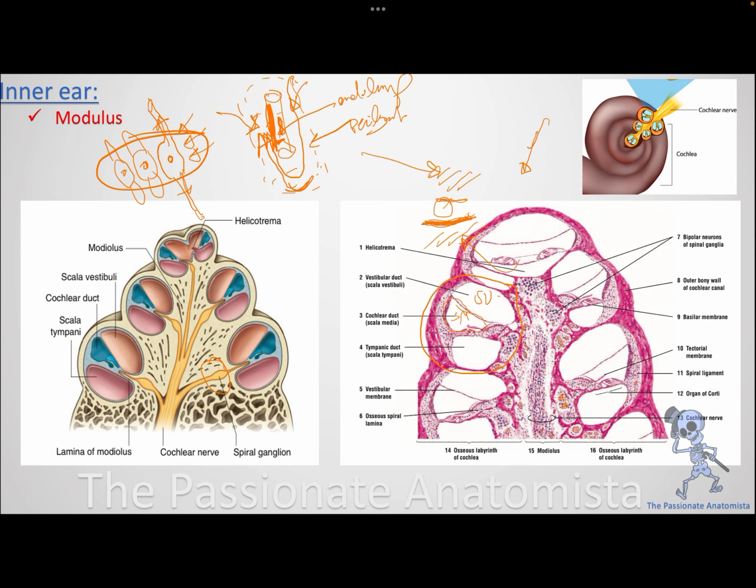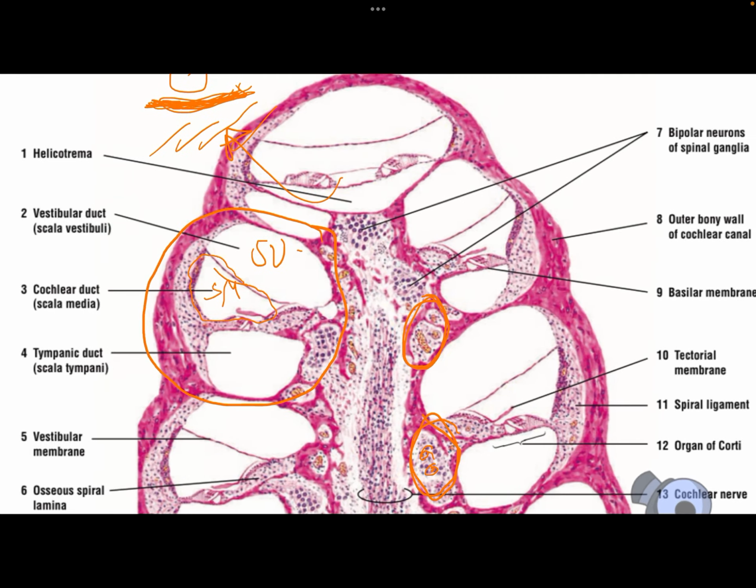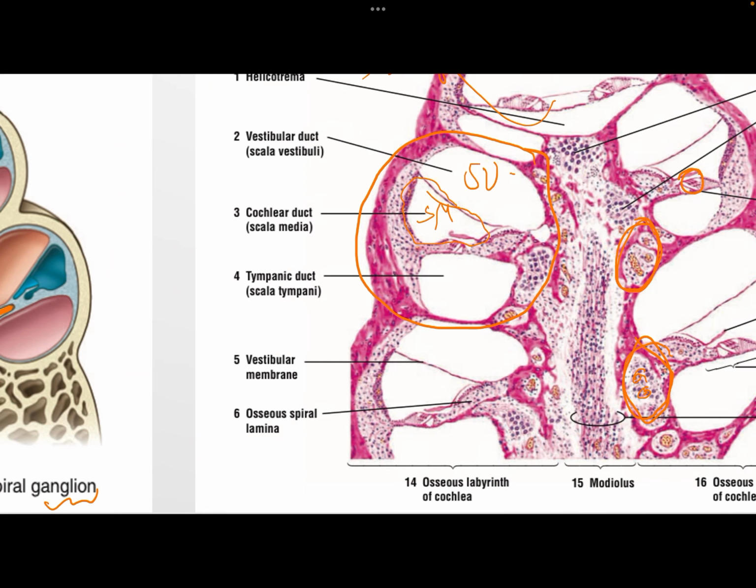A collection of cell bodies outside the central nervous system is what we call a ganglion. Here we have the bipolar neurons in the modiolus, the bony axis of the cochlea. These are the spiral ganglion, all right? They are sending their dendrites to the hair cells. The hair cells are detecting that sound wave, as I showed you previously.